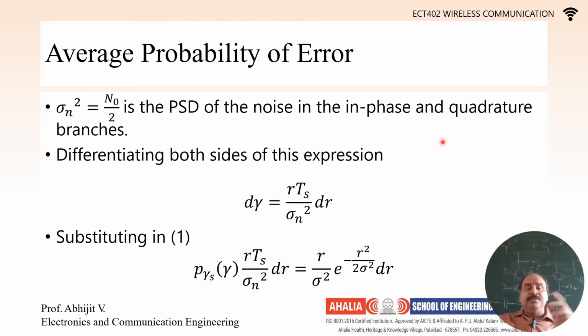Differentiating both sides, we get d gamma equal to R Ts by sigma n square dr. Now we are substituting the value for d gamma, the signal to noise ratio, in the previous equation, in the first equation.